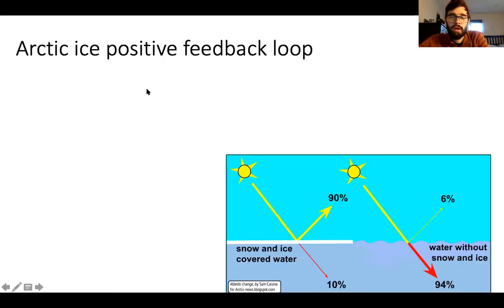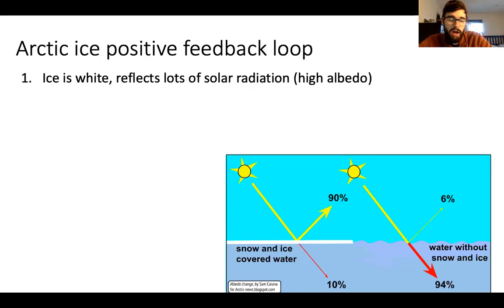I want to talk a little bit about this positive feedback loop that we talked about on the second day of school, which has to do with Arctic ice. If you remember, ice is white, or snow is white, and that's going to reflect a lot of solar radiation. It's got a high albedo, same reason you wear a white t-shirt when you go out on a boat or in the hot sun. It's going to reflect that heat.